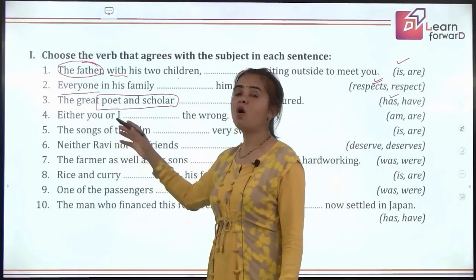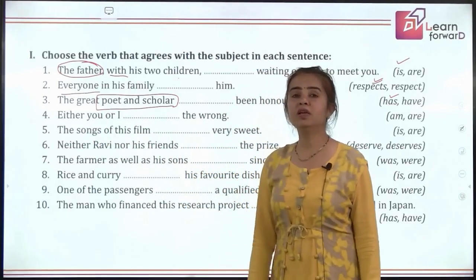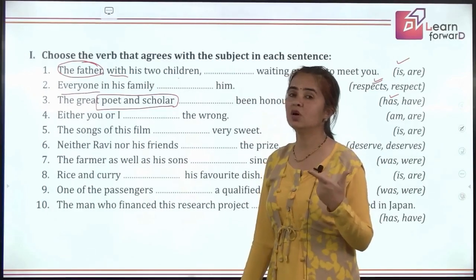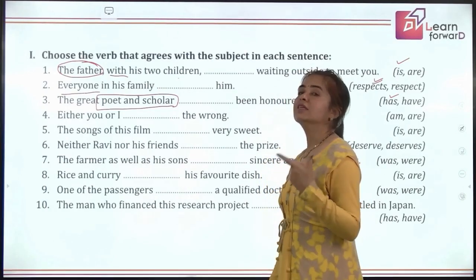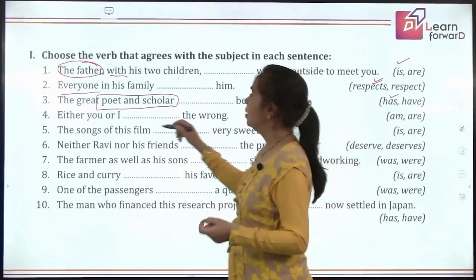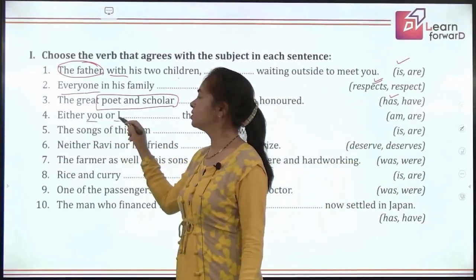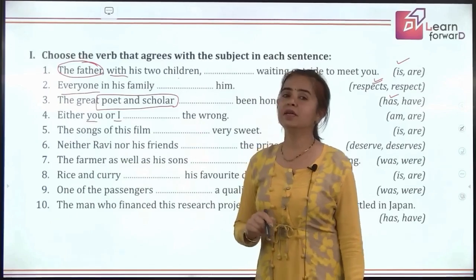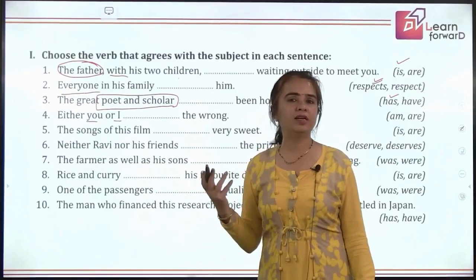Either you or I. So what we learned, when they are connected with either or, we take the singular verb and here it will be yes. But we also learned when the person is different or when the number is different, then what do you use, children?